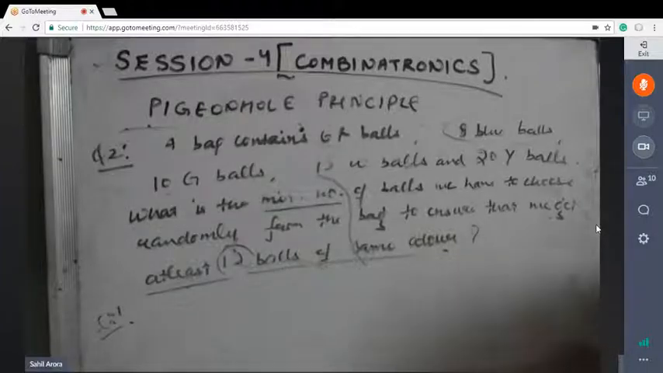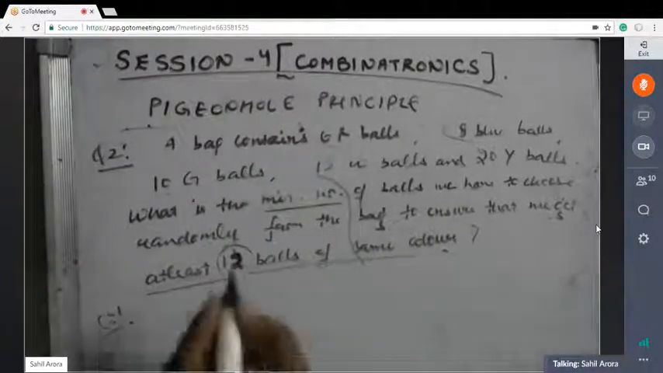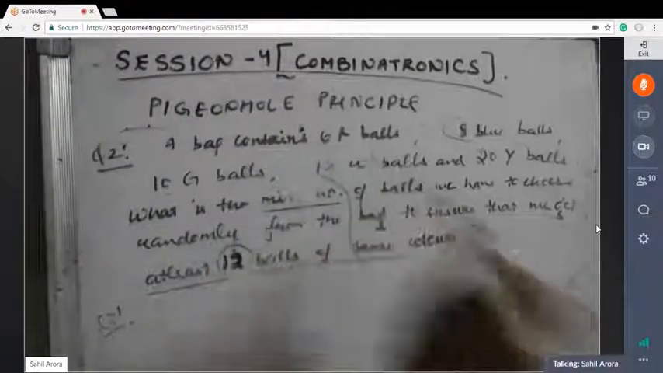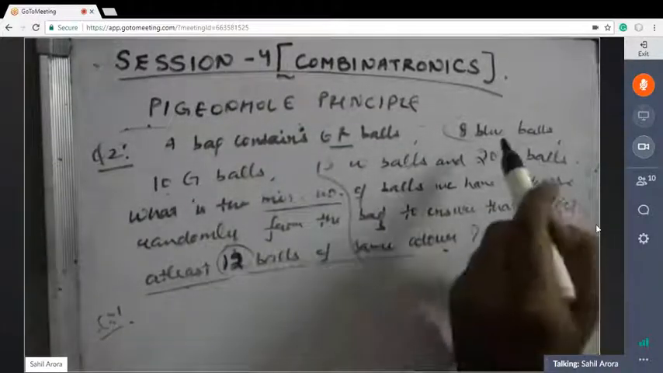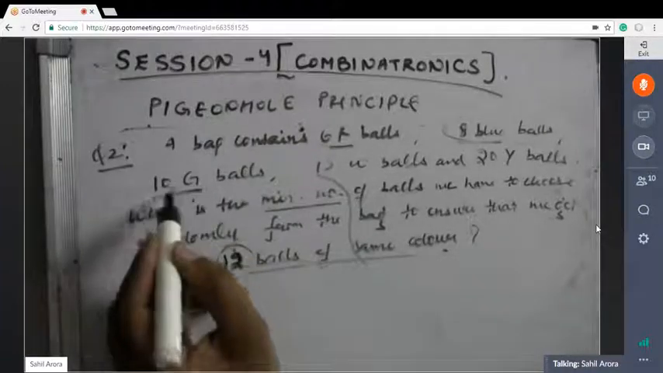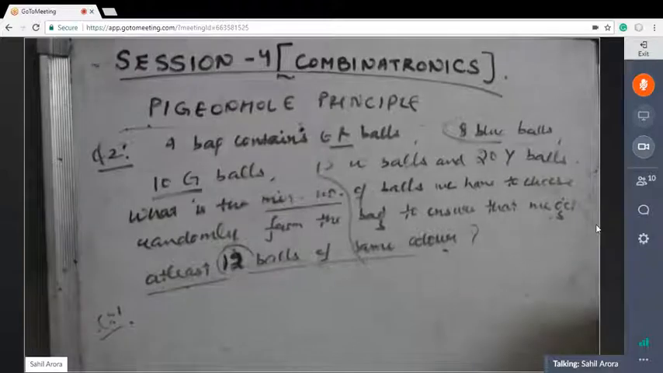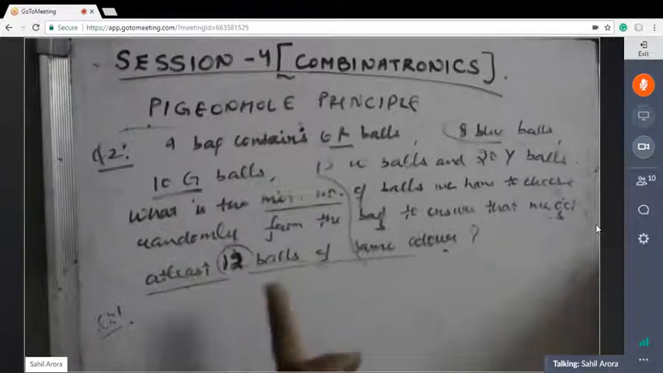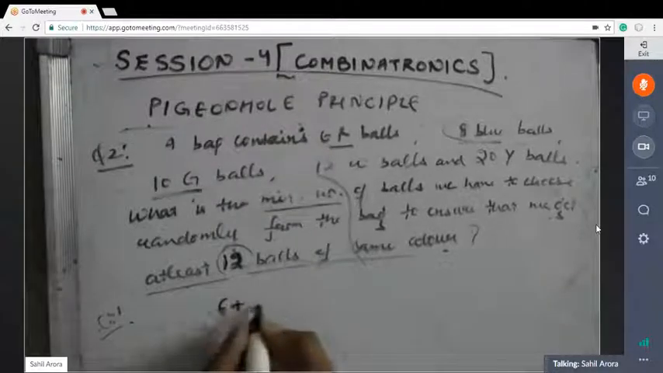So let's solve this question again. It is very similar to the previous question. Now here I want 12 balls. We have 6 red balls, which is less than 12, 8 blue balls, which is less than 12, and 10 green balls, which is less than 12. So first I need to add all of them, because I need at least 12. So 6 plus 8 plus 10.